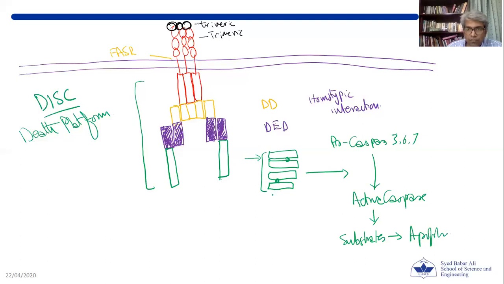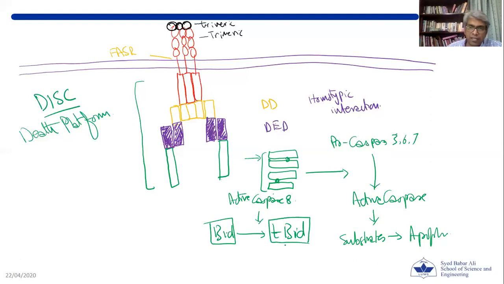Now, one of the substrates of this active caspase 8 is a protein called BID. BID is cleaved and becomes truncated BID. A part of it is cleaved off, and this truncated BID can then activate the mitochondrial pathway.